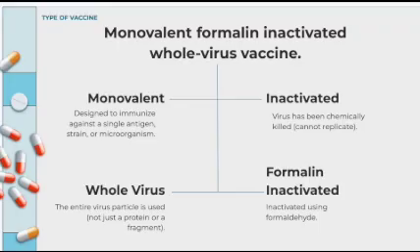HAVRIX is a monovalent formalin inactivated whole virus vaccine. Monovalent means it is designed to immunize against a single antigen, strain, or microorganism. Inactivated means the virus has been chemically killed and cannot replicate. Whole virus means the entire virus particle is used, so not just a protein or a fragment. And formalin inactivated means it is inactivated using formaldehyde.